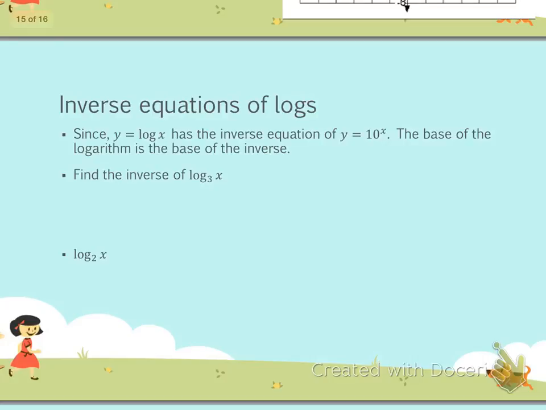Okay, inverse equations of logs. Since they're base, we use the base to get the base of our equation for our exponential. So whatever your base is going to be the base of your equation. So I got y equals, the base of my log is 3, so 3 to the x, because my exponential has to be to that x power. Okay, my next one I got a base of 2, so I got y equals 2 to the x.